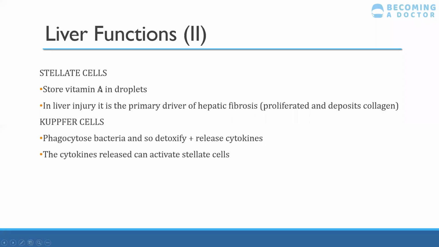And don't worry. Okay, so you then go on to your stellate cells. These basically store your vitamin A in little droplets. And these are very important cells to consider when you look at liver injury, because they're the main driver for hepatic fibrosis. So I will be going through this whole process later on anyway, when I talk about cirrhosis in the liver. You also have Kupffer cells, which essentially phagocytose bacteria, and also therefore they're really important in detoxification of the different products that come from your portal vein.